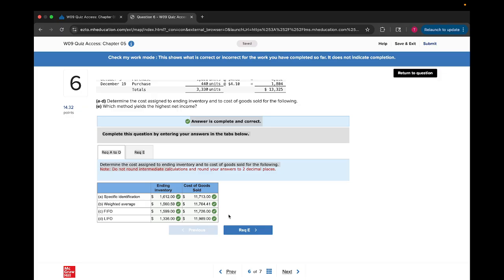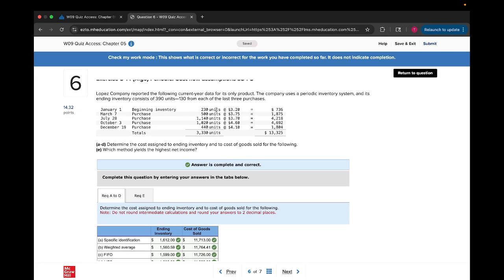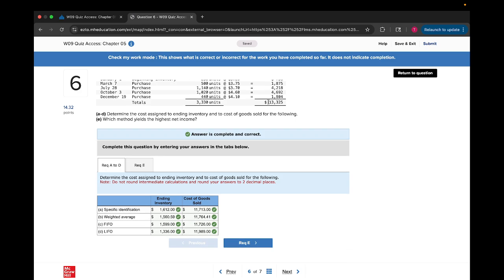LIFO is kind of the opposite. We're going to look at the ending inventory and see how it's priced using the oldest cost. As I mentioned, it's a little different because 230 does not equal 390, and we're going to start with January 1st. It does not equal with 320. So what we're going to have to do is use what we got. We take all those 320 units and multiply them by this price. That already gives us the answer of 736. We're going to have to hang on to that.